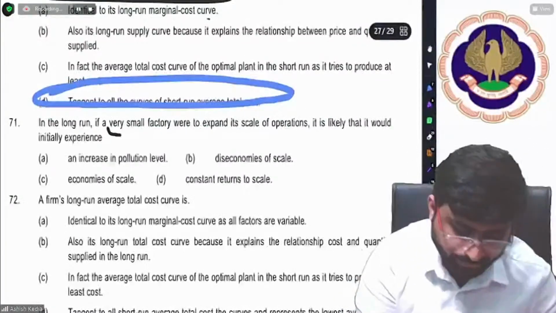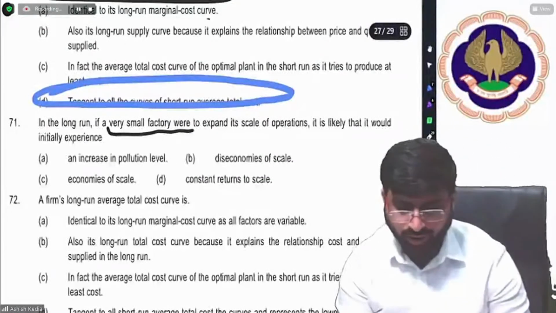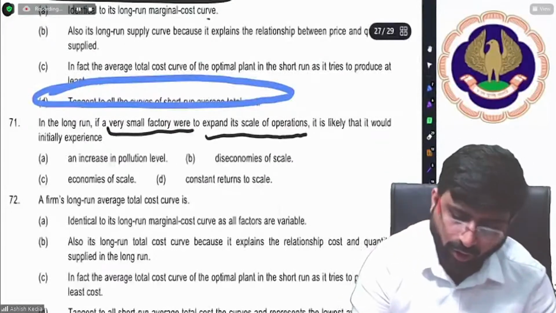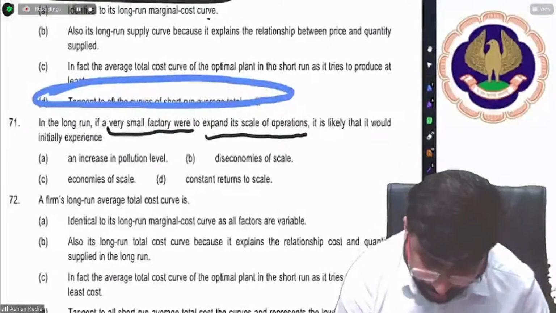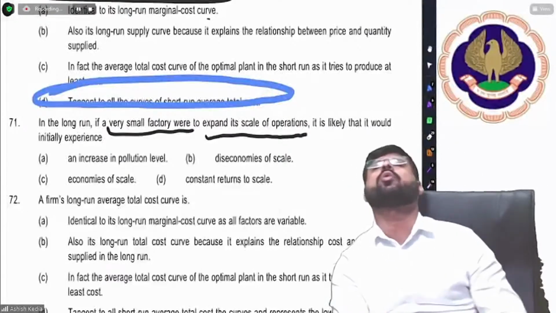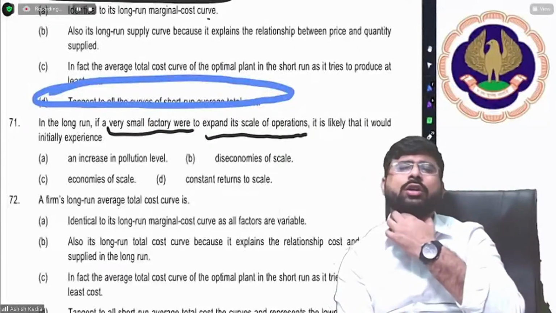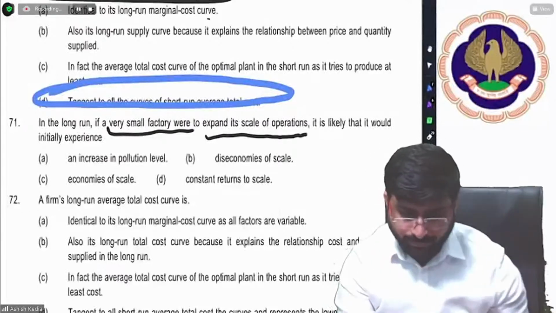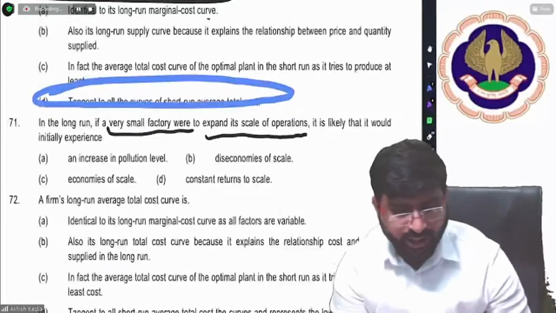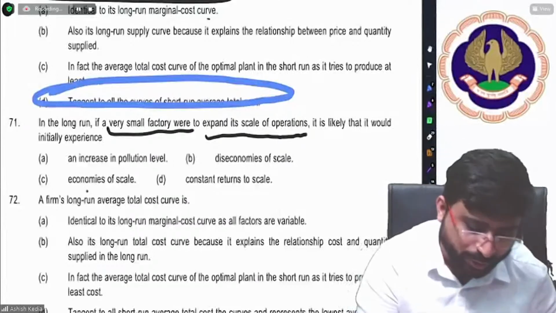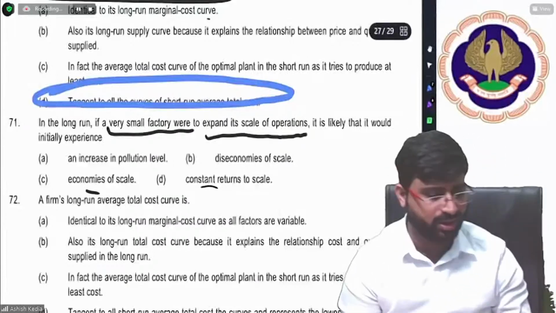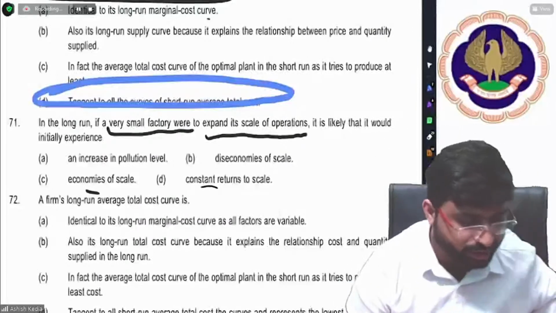In the long run, if a very small factory were to expand its scale of operations, let me think. In the long run, a very small factory, okay, it is likely that it would initially experience increase in pollution level, economies or constant returns to scale. A really very easy question.